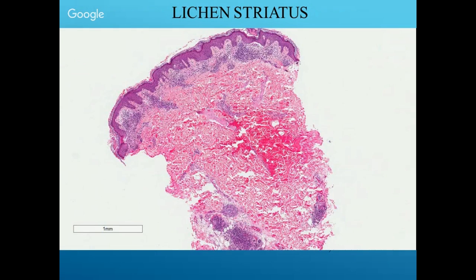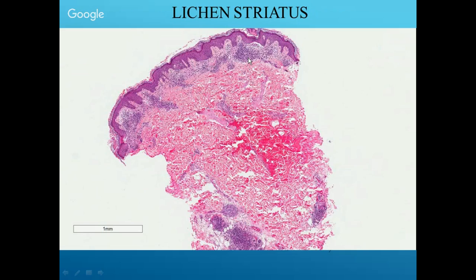This is another thing that you have to recognize: what are the features that can help you recognize this as lichen striatus? If you start from the top, you're going to see mild spongiosis in the epidermis. Now the inflammation, although on low power it looks like it is lichenoid, if you look at it carefully, it is not truly lichenoid. It's not hugging the dermal epidermal junction. It's more of a perivascular inflammation.